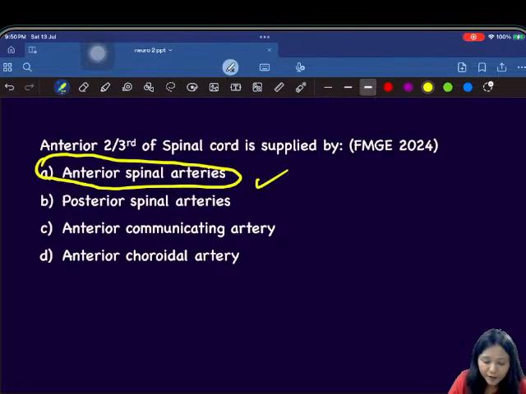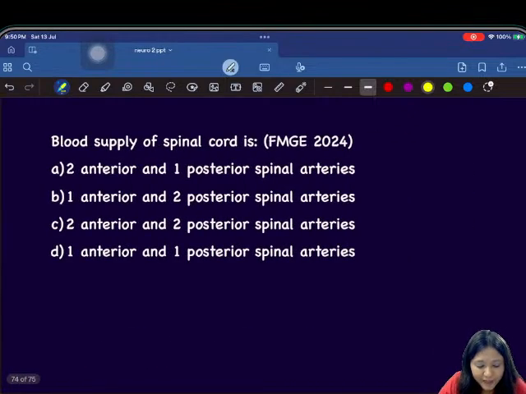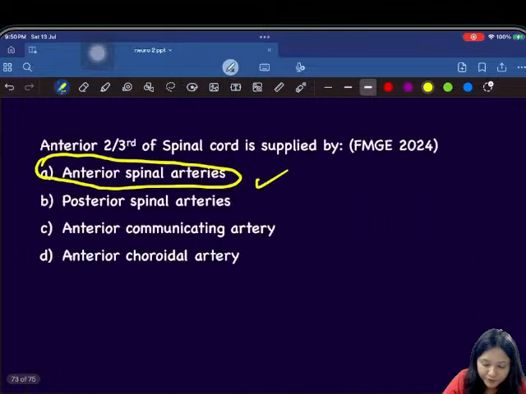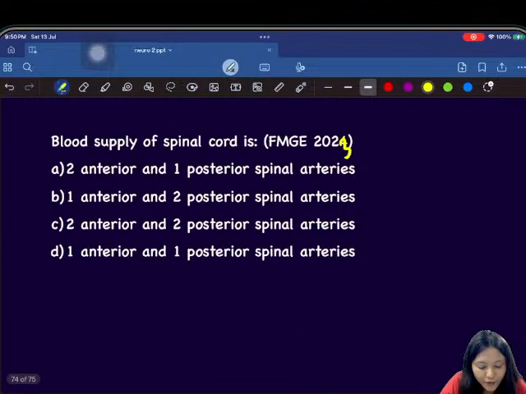Okay. Now blood supply of spinal cord. This came in 2023, not 24. This is about a 23 question. So blood supply of the spinal cord. They had given options: two anterior, one posterior; one anterior, two posterior; two anterior, two posterior; one anterior, one posterior. What is the answer? Come on, I need a fast answer in this one.